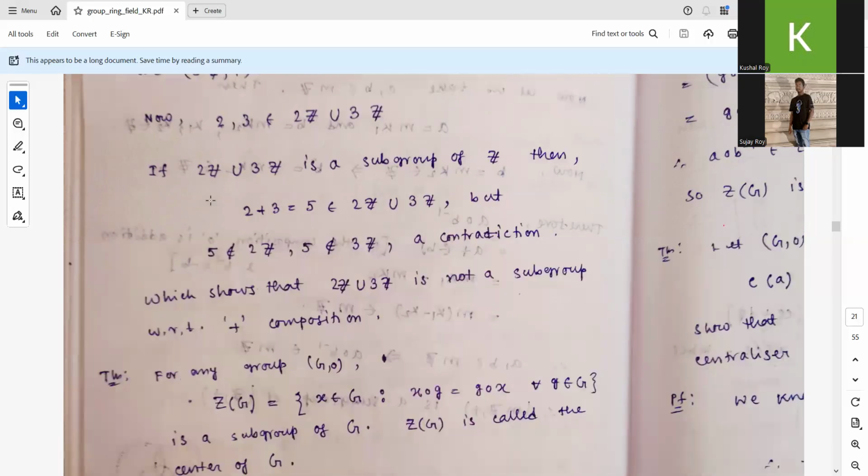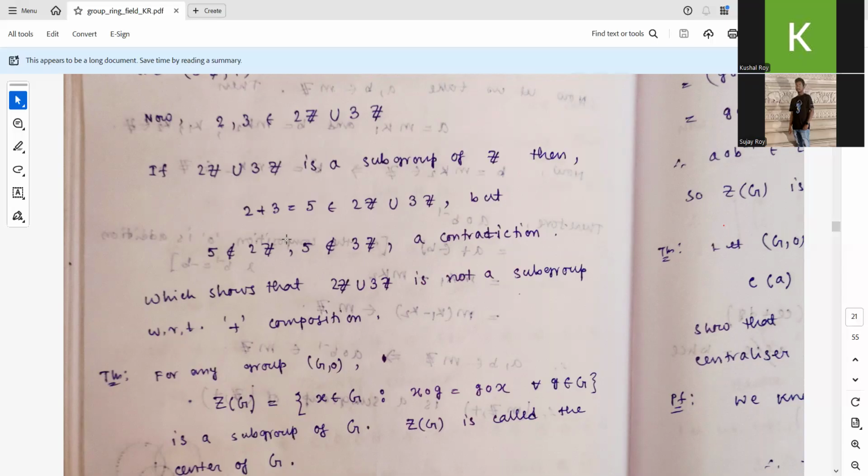Now 2Z union 3Z is a subgroup of Z. If we have to show 2Z union 3Z is a subgroup of Z, then it must be closed under the addition operation. Now, 2 and 3 belong to 2Z union 3Z, but 2 plus 3 is 5.